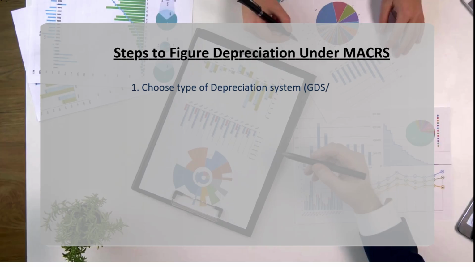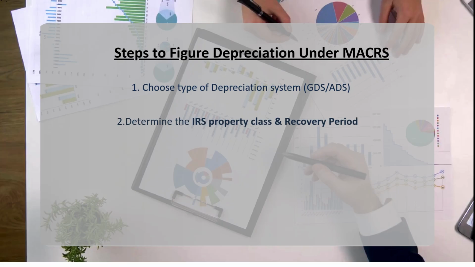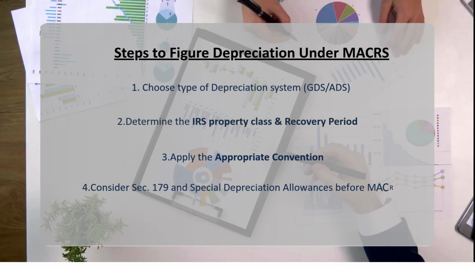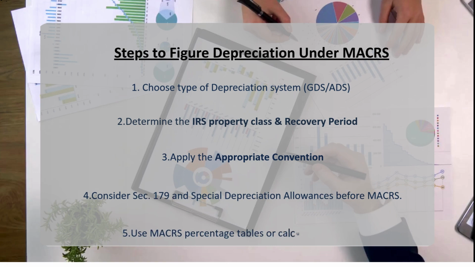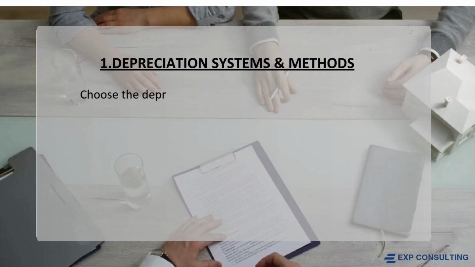First, choose your depreciation system, either GDS or ADS. Second, identify the property class and the recovery period. Thirdly, choose the right convention. Then check for section 179 and bonus depreciation. Lastly, apply the depreciation rate using the IRS MACRS table. Now let's begin with the first step.